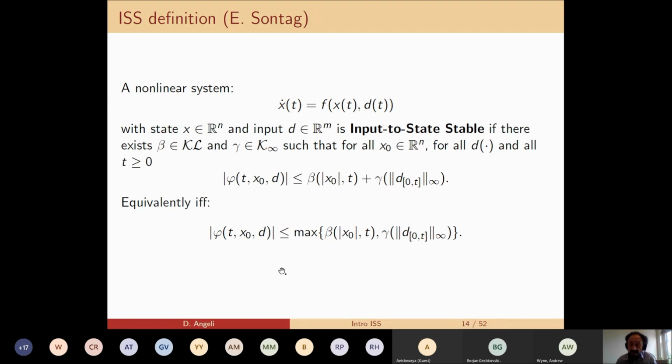And these two are just equivalent definitions in the sense that whenever you've got, for instance, two non-negative numbers, the max between A and B is always less or equal than A plus B. So you can go from this formulation to this formulation, and in turn, A plus B is less or equal than the maximum between 2A and 2B, which then tells you that from this formulation, you can go to this formulation, provided you put 2 beta and 2 gamma, which you can do because 2 beta is still of class KL and 2 gamma is still of class K infinity. So these two definitions are perfectly equivalent, at least from the qualitative point of view, if not from the quantitative point of view.